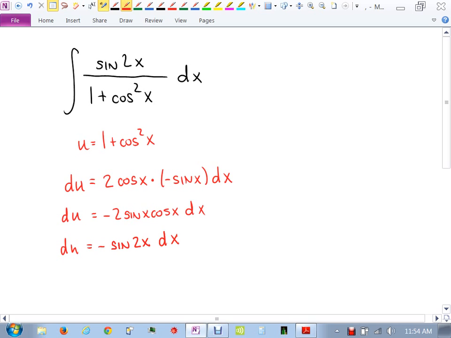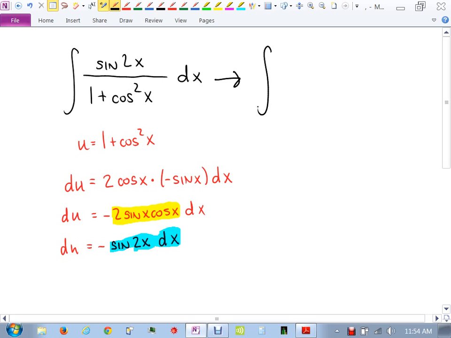Okay, so check that out. You see that? Look, 2 sine x cosine x, right? There's your double angle backwards. And now your d, oh yeah, it works. So now you have your sine 2x dx on top, right? But you're off by a sign, so move the negative to the other side. If I rewrite the integral this way, then the negative will come out, yes?